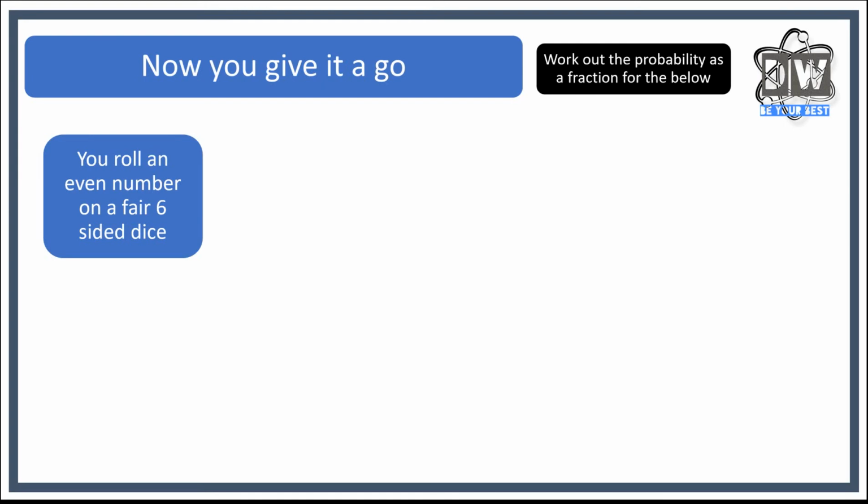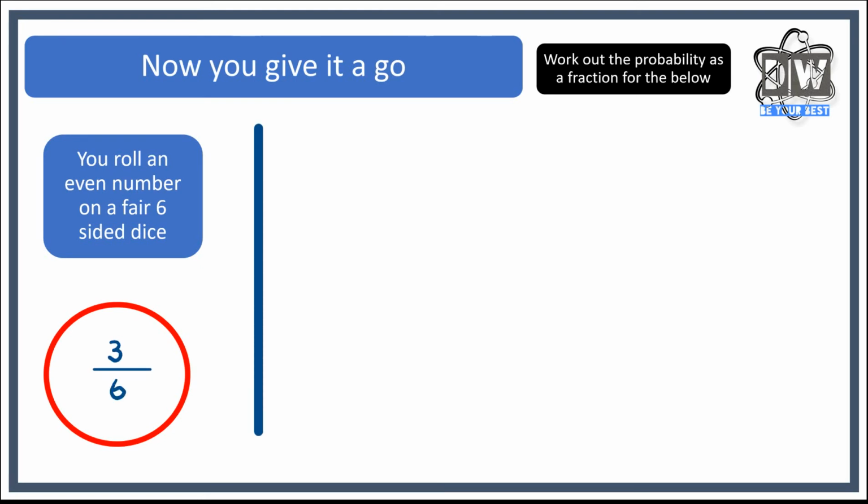So how many even numbers are there? There's 2, there's 4, there's 6. So there's 3. How many sides are there? There's 6. So your starting point would be 3/6. Okay? Now, arguably, you could also say that could be cancelled down to 1/2, but let's not go there just yet. So now I want you to think about the next one.